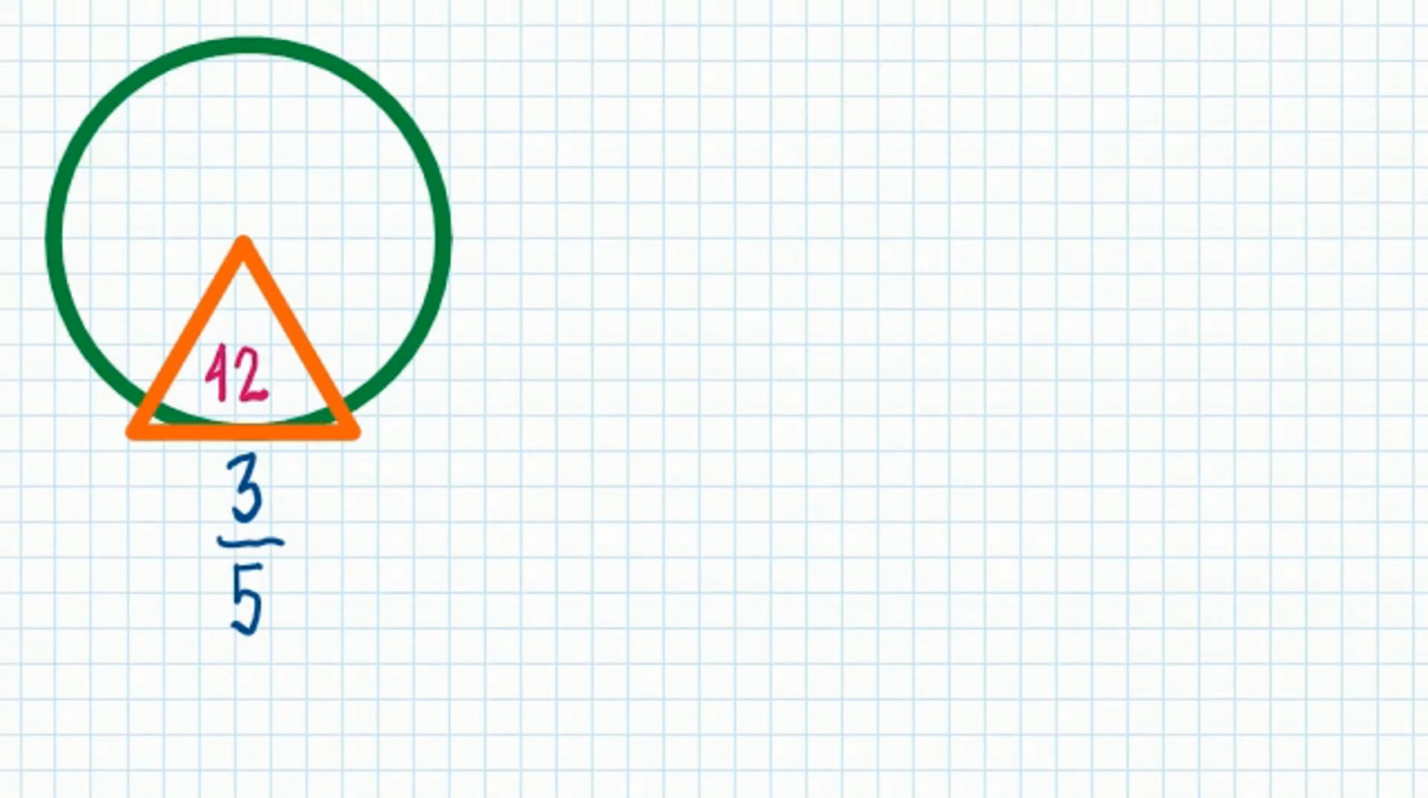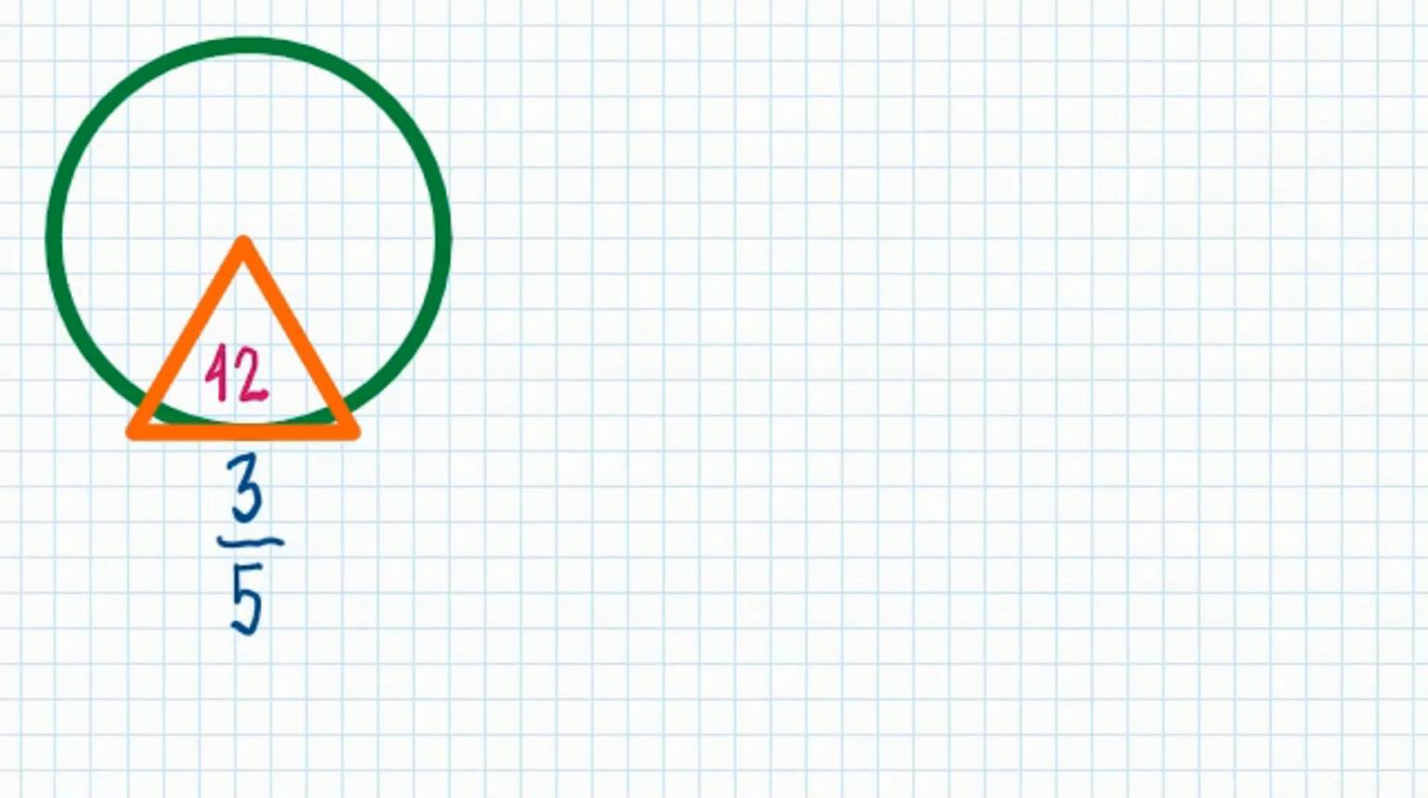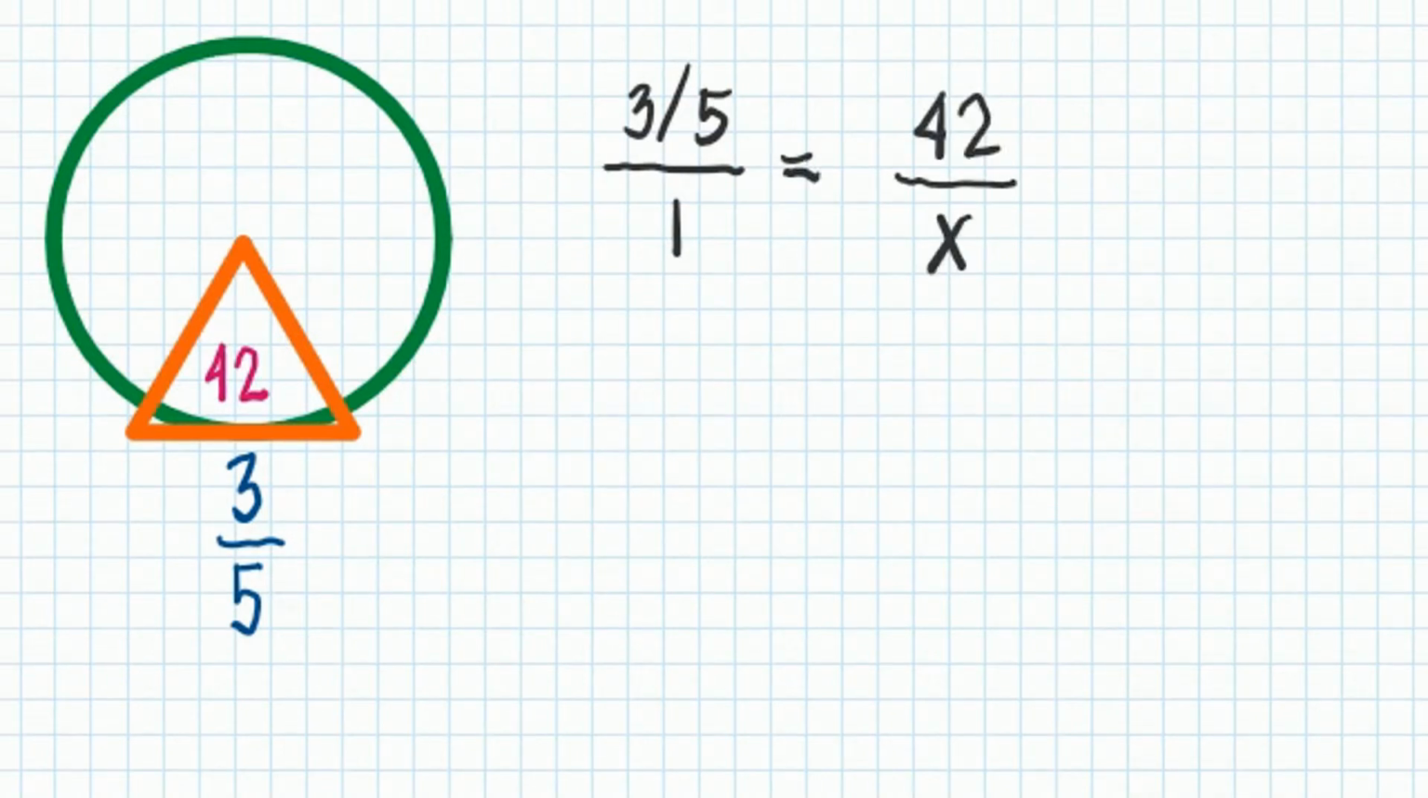Thus, the problem can be restated as, find the absolute value of the whole circle. So, how do we find this value? This can be solved using ratio and proportion. 3/5 is part of one whole circle, as 42 is part of a total of x parts. Rewriting the mathematical sentence, we have 3/5 is equal to 42 over x.